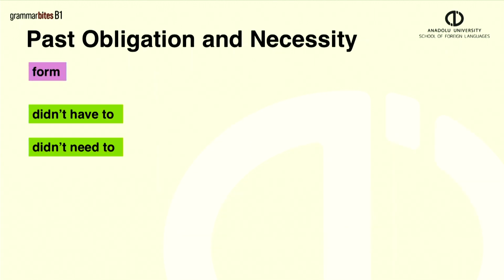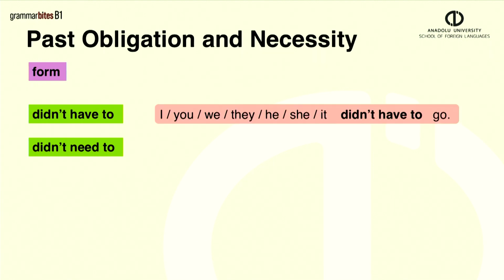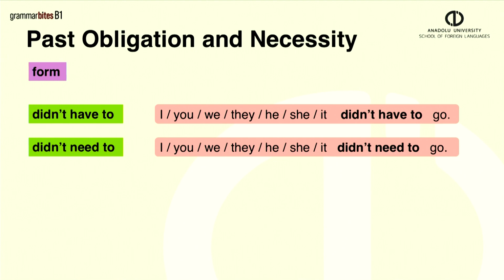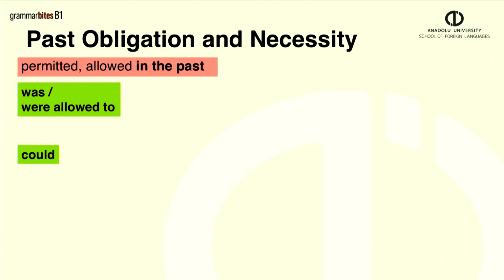Didn't have to and didn't need to are the same for all subject pronouns. I, you, we, they, he, she, it didn't have to, or I, you, we, they, he, she, it didn't need to. Finally, to say that something was permitted and allowed in the past, we use be allowed to in the past form, so we use was, were allowed to.